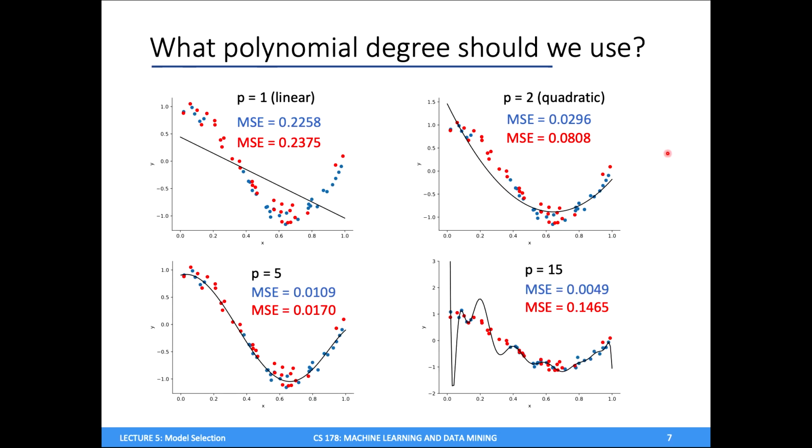And one of the key questions we need to ask ourselves in nonlinear regression is, what polynomial degree should we actually use? So the degree of this polynomial is, again, a hyperparameter. It's not something that's learned from data. It's something we need to pick when we're writing down our model.